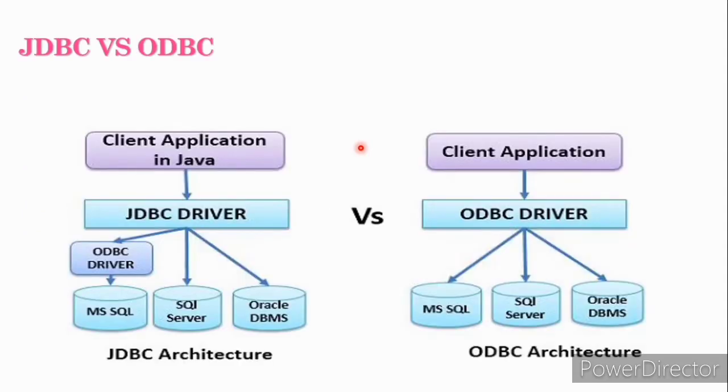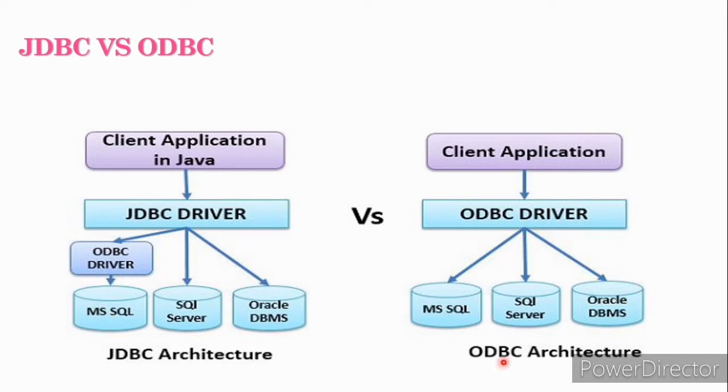Next we will see what JDBC and ODBC are. What is the difference between JDBC and ODBC? JDBC and ODBC both are APIs which are used to communicate with the databases. Okay, see, this is the JDBC architecture. A client application in Java will be there, a JDBC driver will be there, and databases are there. But some databases require an ODBC driver, although we have a JDBC driver. Okay, so we are using an ODBC driver for MS SQL.